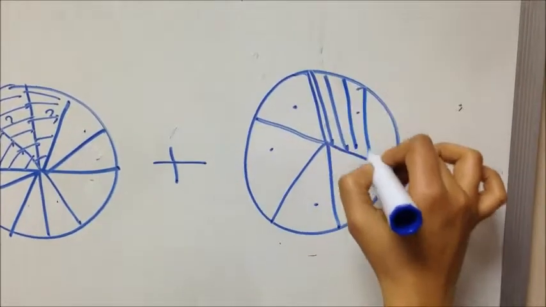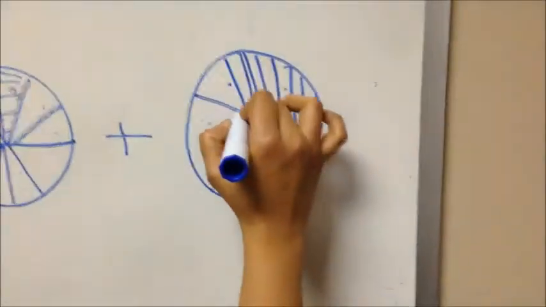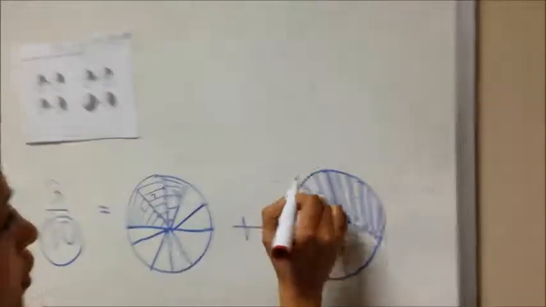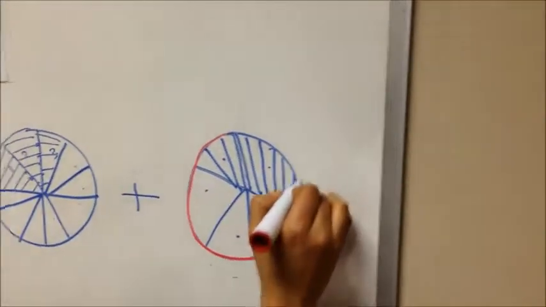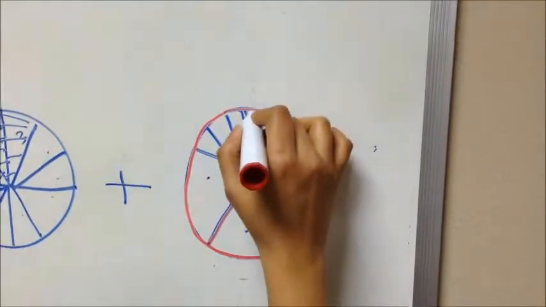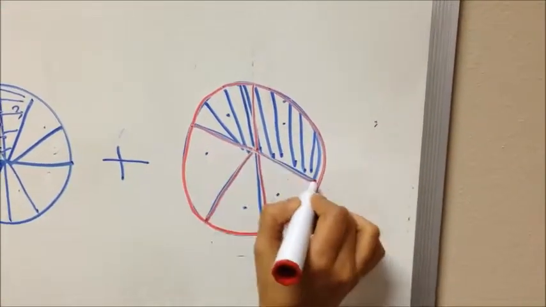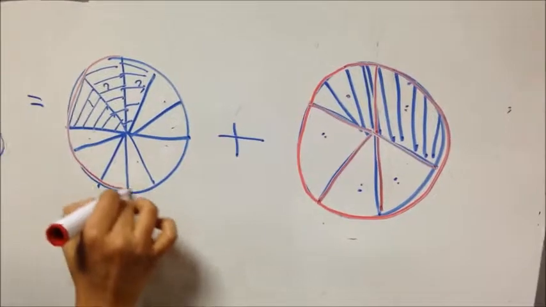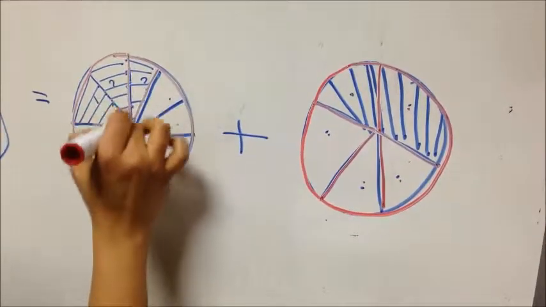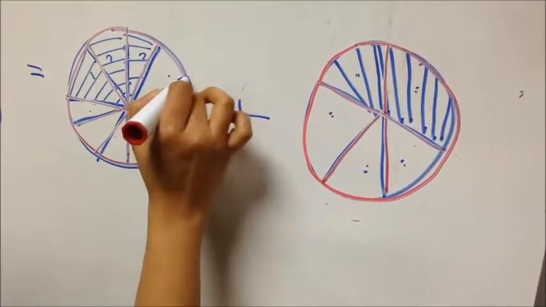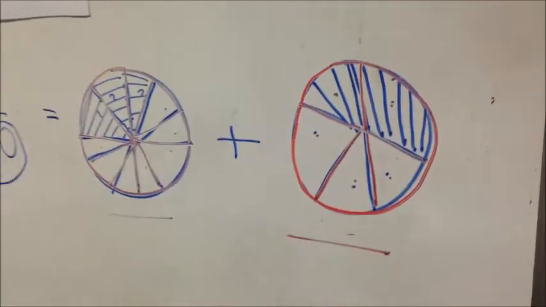So 1 and 2. Just to make sure this is clear, here's a circle and here are our parts. So here's 1, 2, 3, 4, and 5 parts, and 2 parts are shaded. And here's a circle, and 1, 2, and 3 parts are shaded, and 7 parts are not shaded. So we actually came up with the solution.